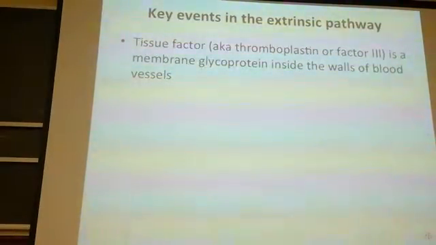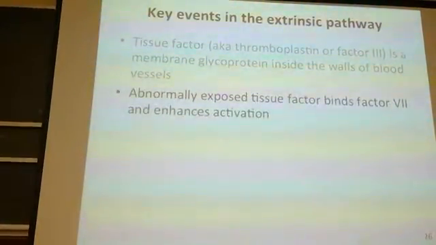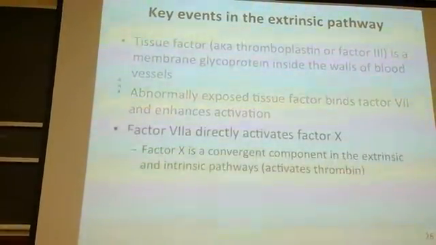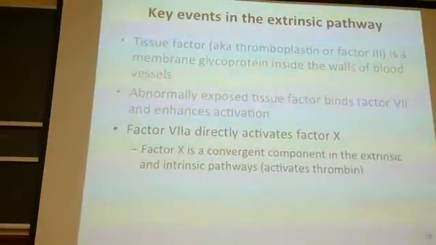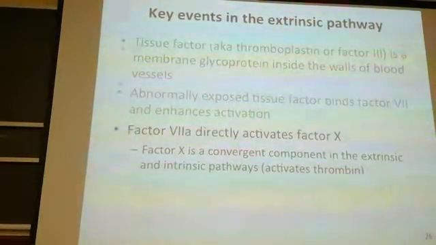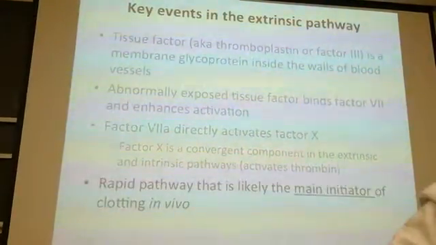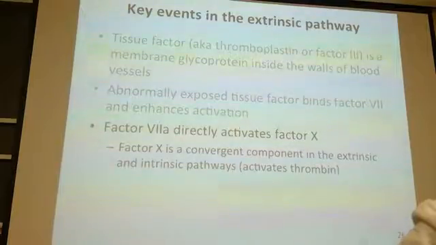So the key events in that extrinsic pathway are that you have tissue factor. It's also known as thromboplastin or factor 3. It's a membrane glycoprotein inside the walls of blood vessels, so it's not normally exposed to blood. But during an injury, it becomes aberrantly exposed to the blood. And during aberrant exposure, it binds to factor 7 and enhances its activation, which can then act on and activate factor 10, which is the convergent component between the two pathways. Okay? Factor 10 is going to go on to activate thrombin and fibrinogen.